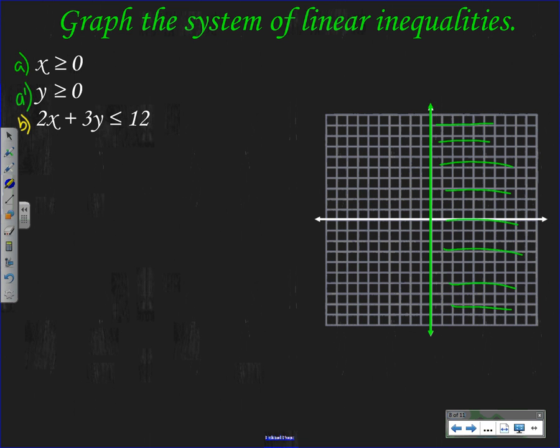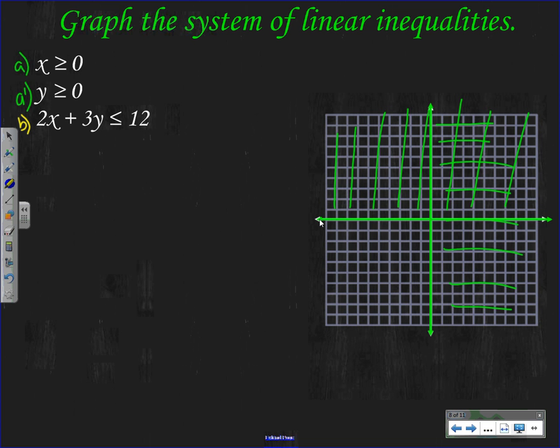The second line says y is greater than 0. So that means it's going through the y-axis at 0. So it's the x-axis there. And it's got to be greater than 0, so we're up here. All right, so we've got that done. 2 of our 3 are already done.